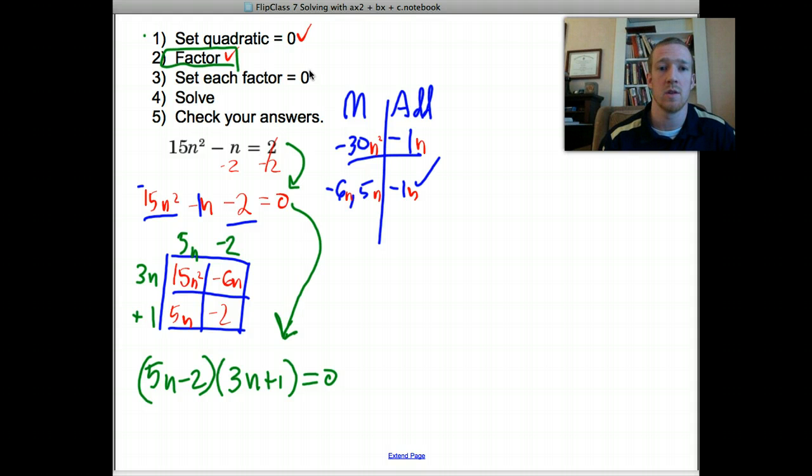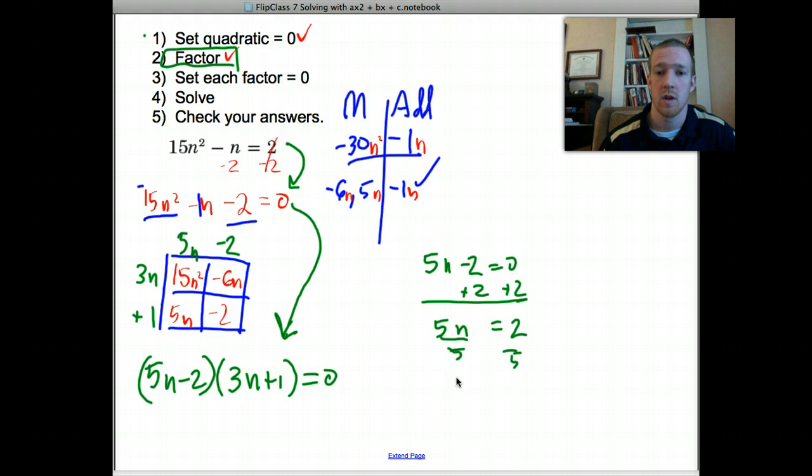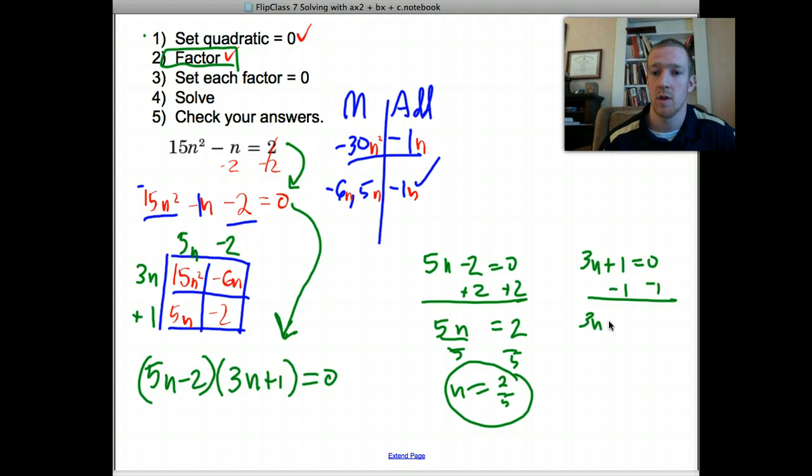So we're going to set each factor equal to 0. And so that's 5n minus 2 equals 0. And we get 5n equals 2. Let's divide both by 5. And we get n equals 2 over 5. And then if we set the other one equal to 0, 3n plus 1 equals 0. Minus 1, minus 1. 3n equals negative 1. n equals negative 1/3 if you divide both sides by 3.